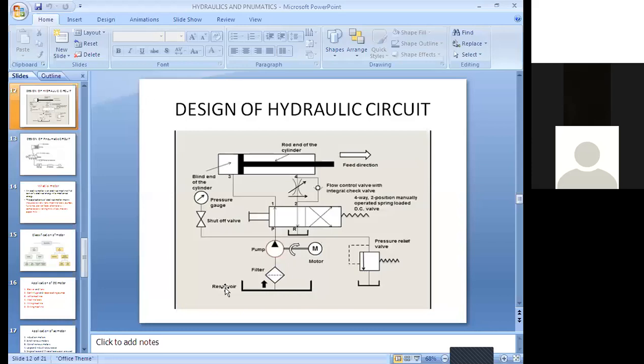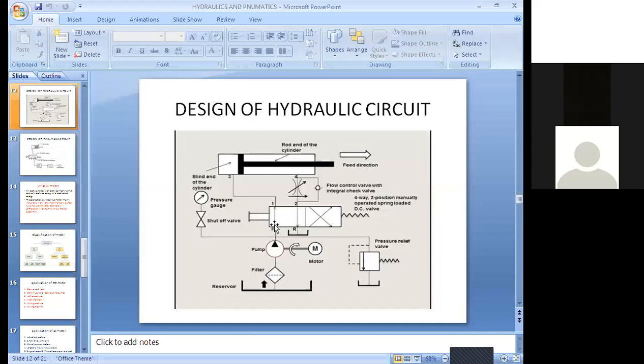See here, the reservoir is filled with fluid. The pump is attached here, and with the help of the motor we rotate the pump. The pump sucks fluid from the reservoir. Before sucking, there is a filter, which separates the unwanted particles, and then the fluid enters the pump and goes to the P section.